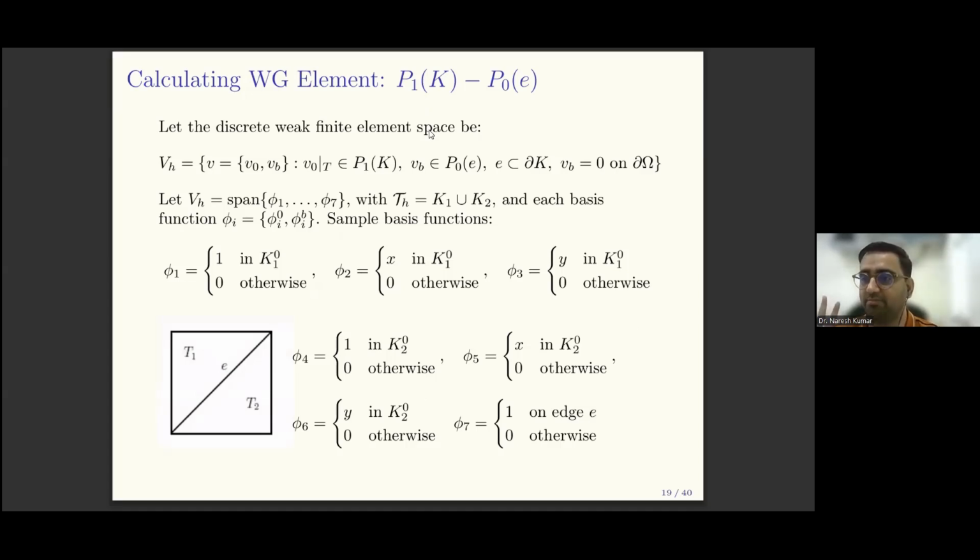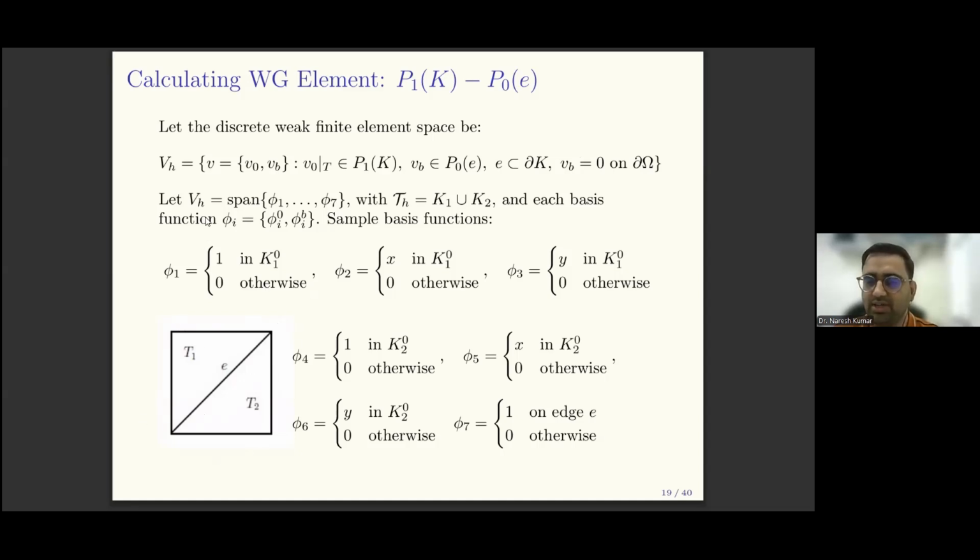So we have to choose 3 basis functions: 3 basis functions for T1 and 3 basis functions for T2. So in total 6 basis functions we require for both elements, and they are sharing one edge. So we have to define one basis function for the edge also. So the total number of basis functions is 7. And on the boundary, this is 0, so we don't need to define basis functions for the boundary part.